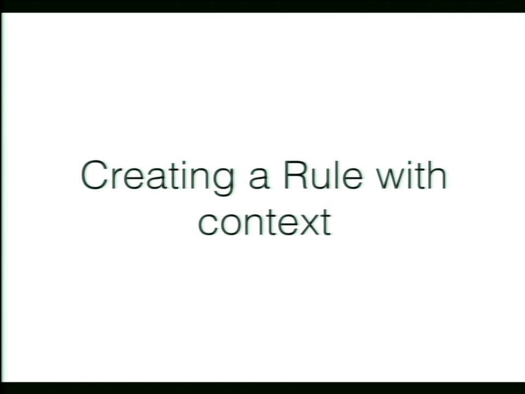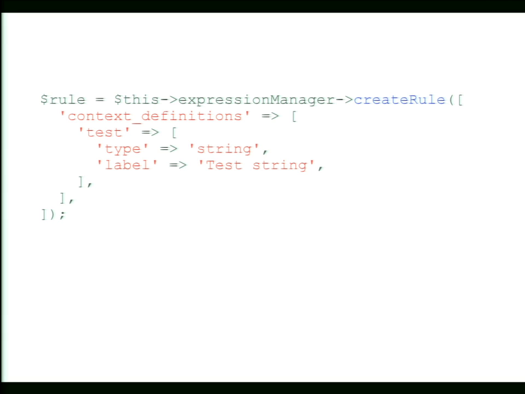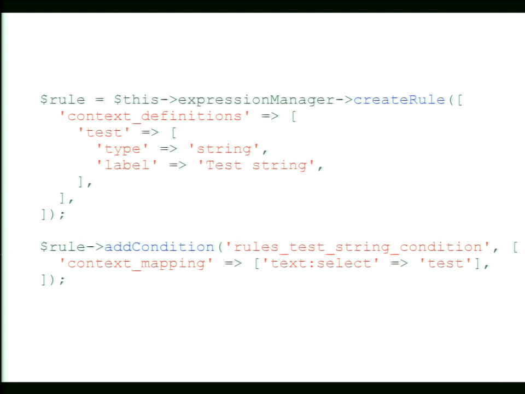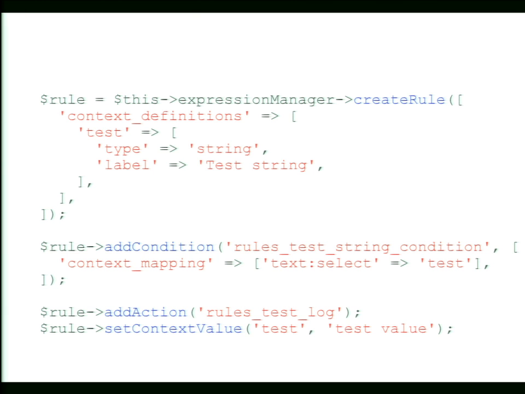There's also a way to use rules programmatically. What we can see here is there is an expression manager. Everything in rules is an expression: an action is an expression, an event is an expression, a condition is an expression. So the expression manager allows us to create a rule. In this case, we specify that there should be a context of type string. Then to the created rule with the context, we can add a condition. And what we do now is a context mapping. The text that's needed should be a select, and that's then mapped to the test here. And finally, we can add an action to be executed and set the value test to be the test value. And then execute it. So that's like when you're not using the user interface.